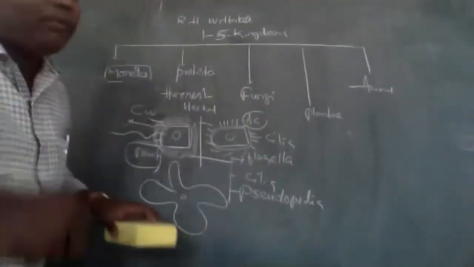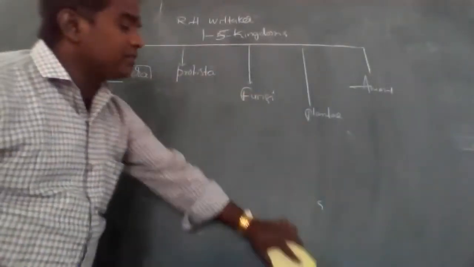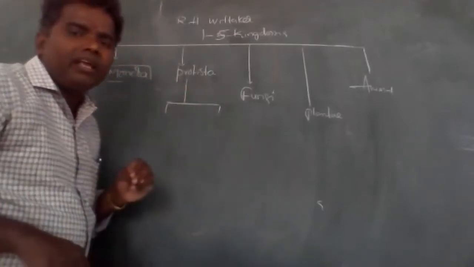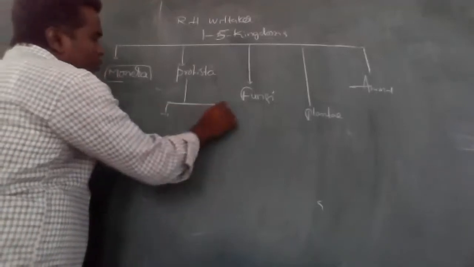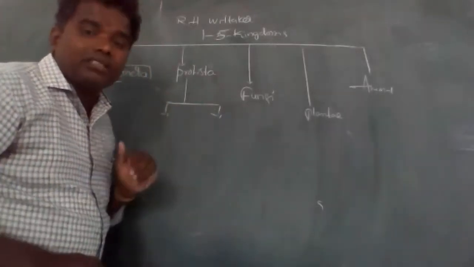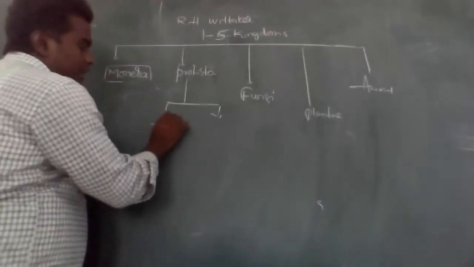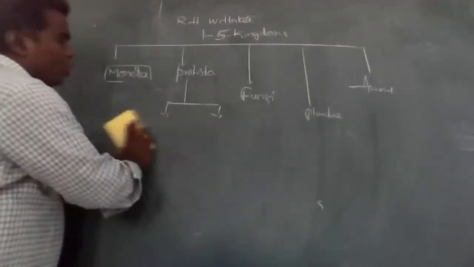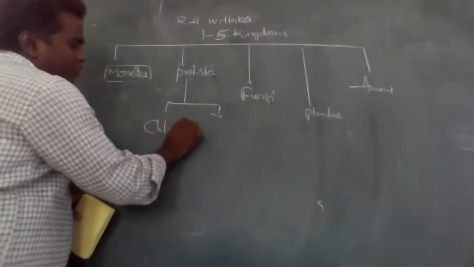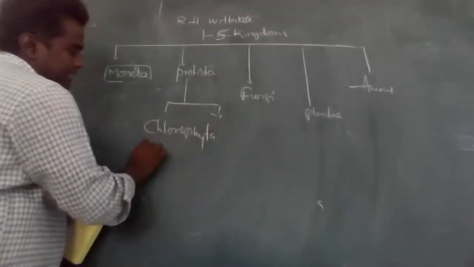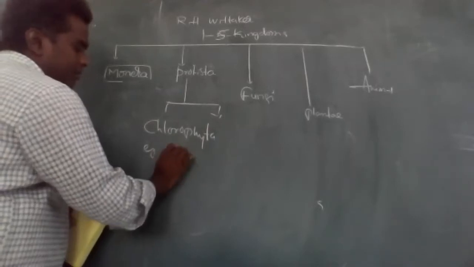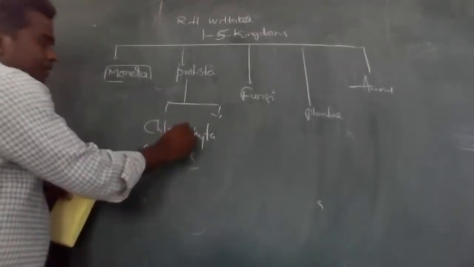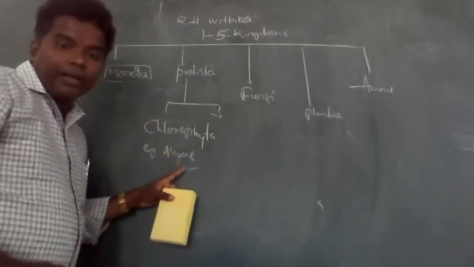So what are the examples of Protista? In the Protista kingdom, according to R.H. Whittaker, mainly two pillars are there. One is algae. That means algae means what? Chlorophyta. Example, chlorophyta phyla. Example, algae. Right.